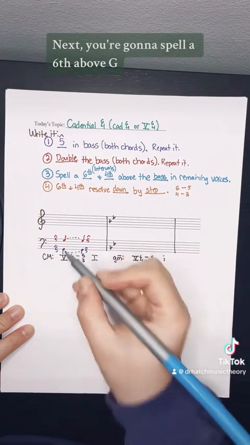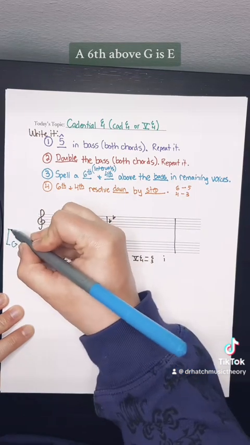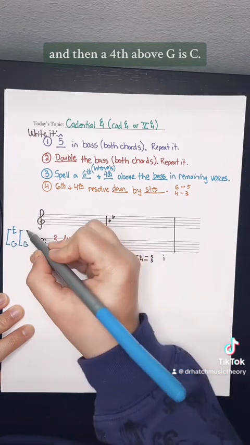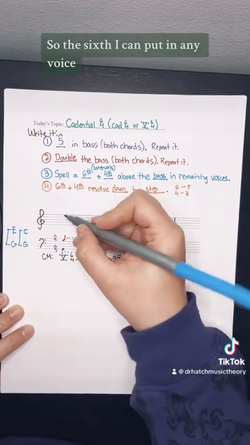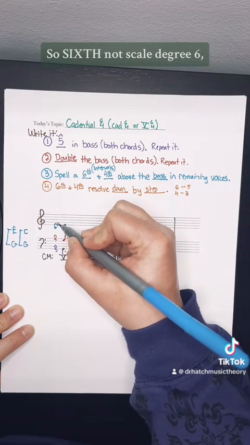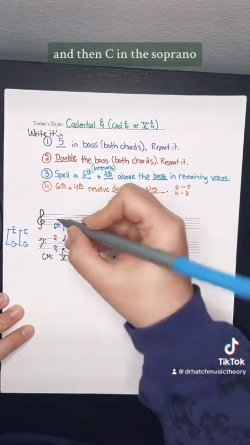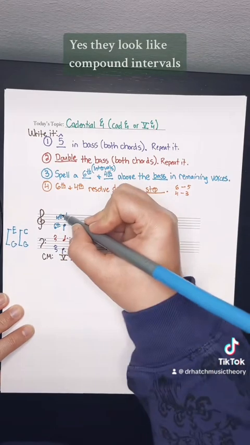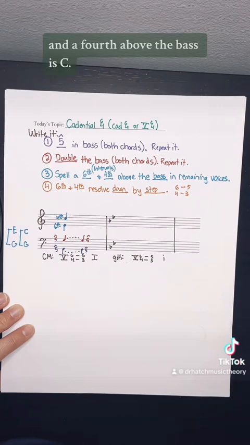Next, you're going to spell a 6th above G. So let's write it off to the side here. A 6th above G is E. And then a 4th above G is C. So those are the last 2 voices, your 6th and your 4th. So the 6th I can put in any voice. Let's just put it in the alto for now. So 6th, not scale degree 6, but 6th above the bass. And then C in the soprano, that is your 4th above the bass. Yes, they look like compound intervals, but if we're just thinking simply, 6th above the bass is E, and a 4th above the bass is C.